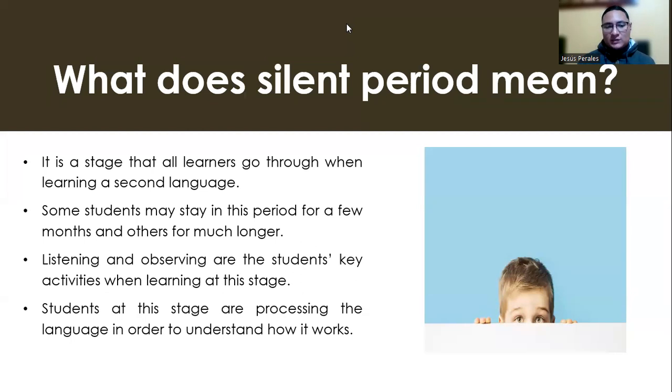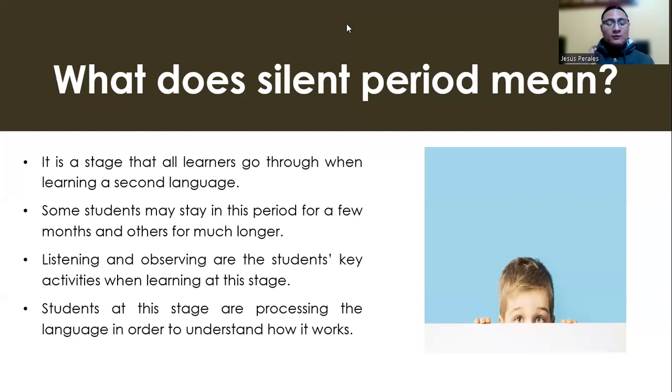The second point, or the second key element, is that some students may stay in this period for a few months and others for much longer. What does this mean? That there are several factors that can affect an individual silent period that could last shorter or longer in some cases.